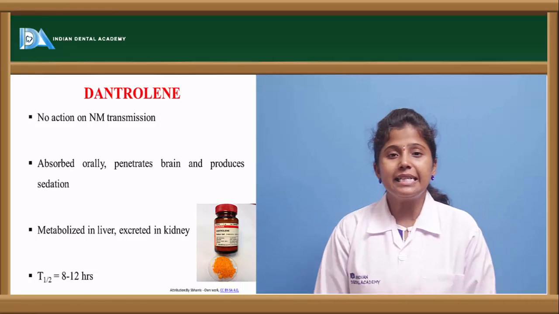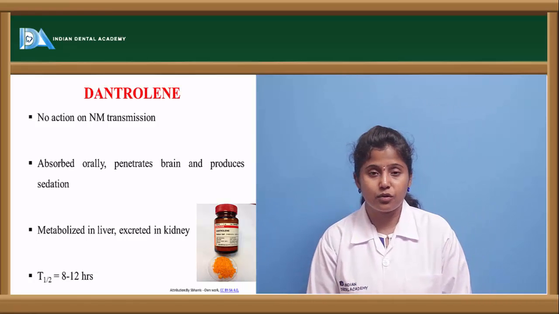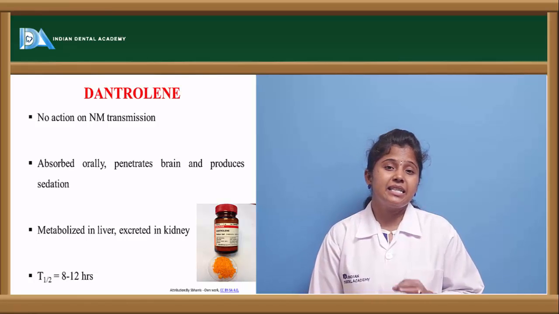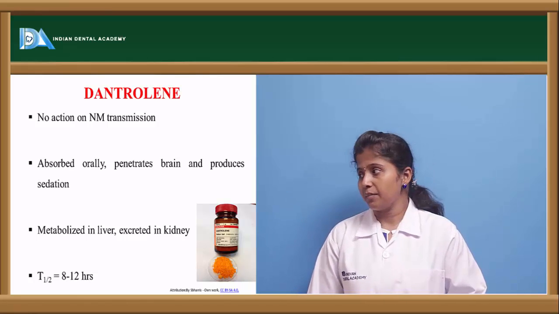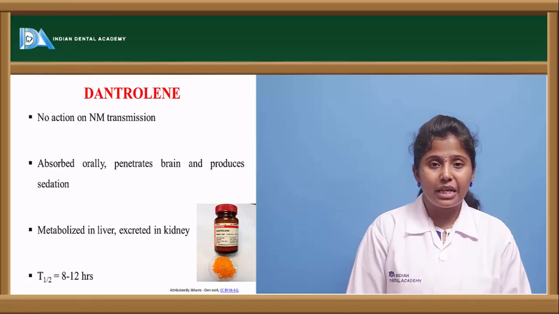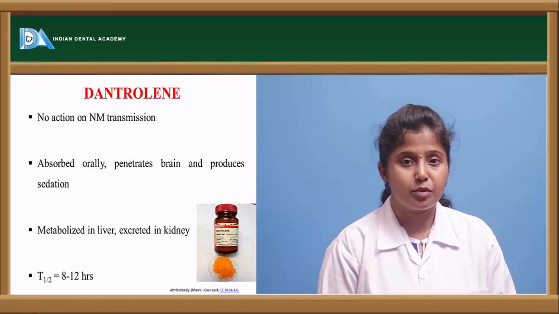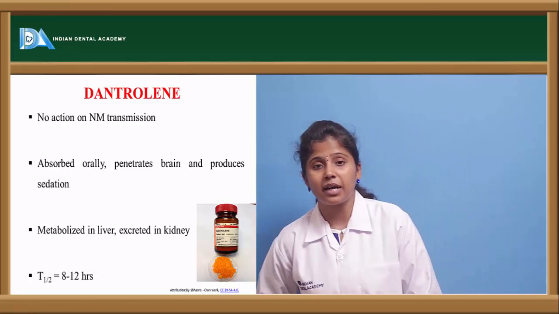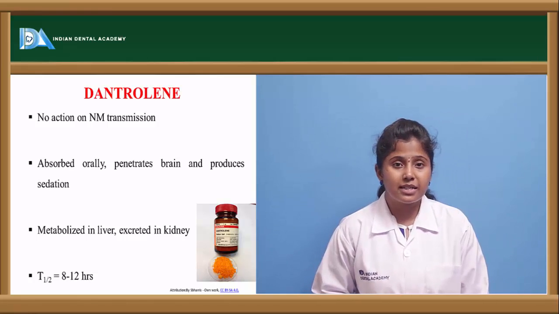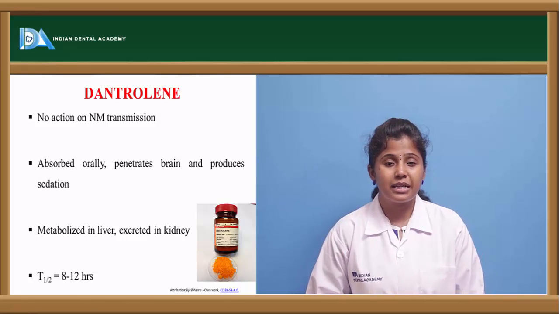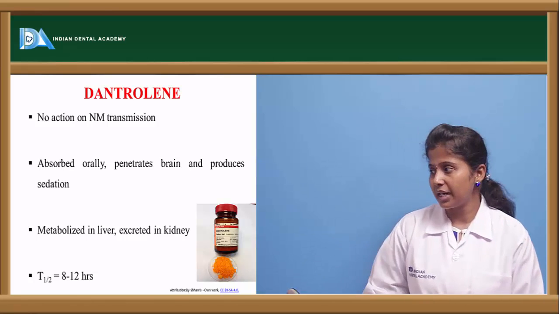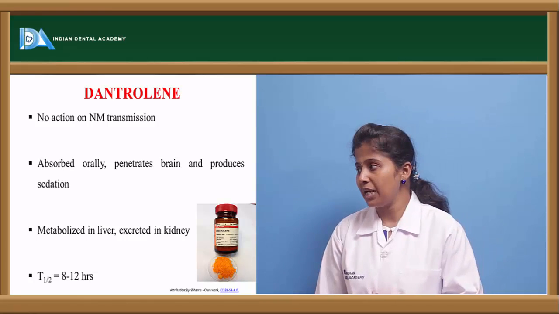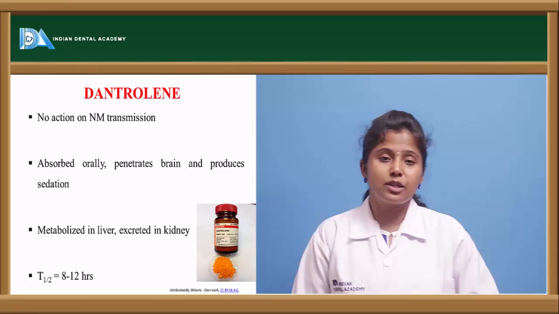Now, let us see the directly acting drugs. Directly acting drugs include dantrolene, whereby they directly act at the receptors at the muscle. So they won't have any action in the neuromuscular transmission. They won't act at the neuromuscular transmissions at all. They directly bind to the muscular receptors present in the skeletal muscle, and thereby they exert their action. And it is absorbed orally. If we give it orally, it is rapidly absorbed, and it penetrates through the brain.